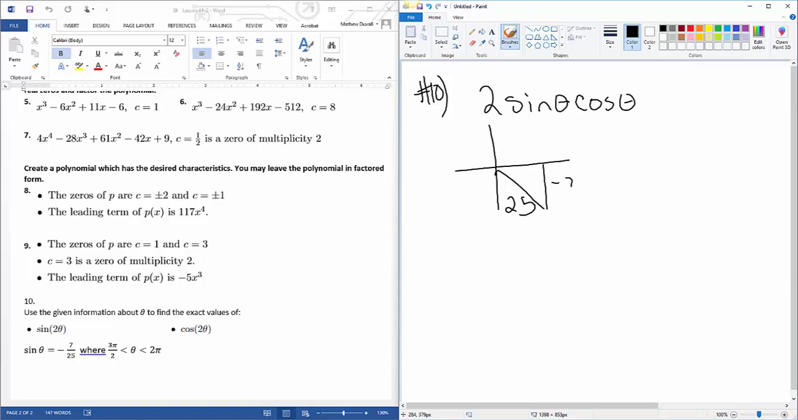And same thing with the cosine of 2 theta. You may have to look up the identity for what cosine of 2 theta is. And then once again, once you find the sine theta and cosine theta from that statement, then you can plug them in and simplify.